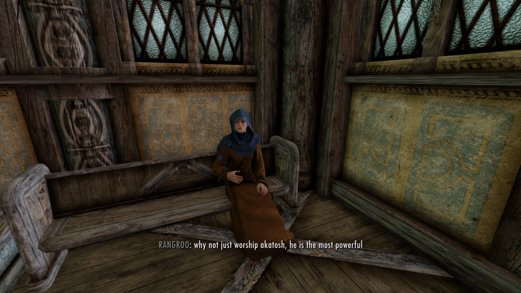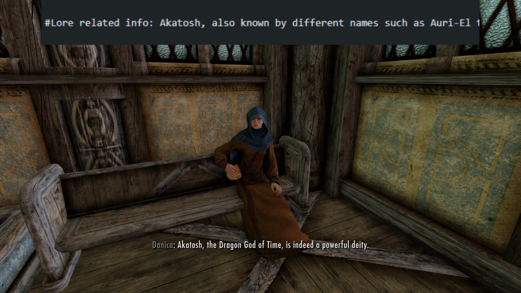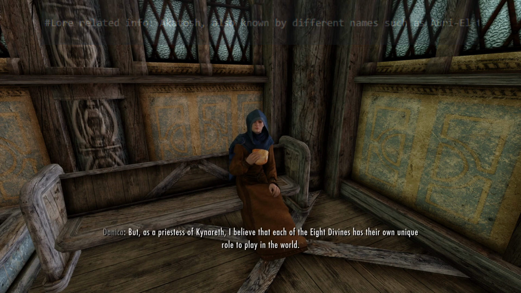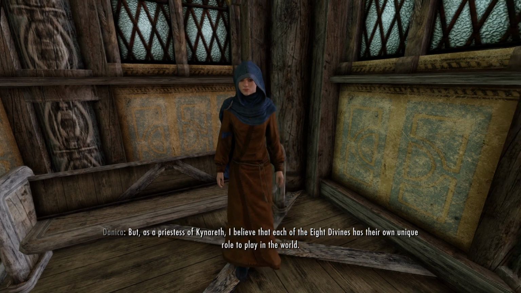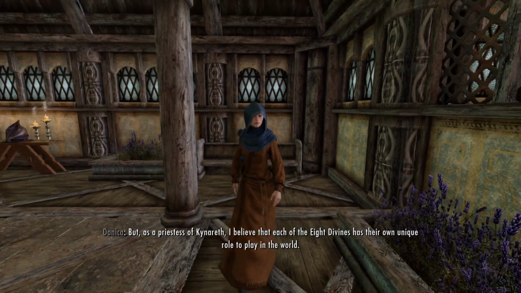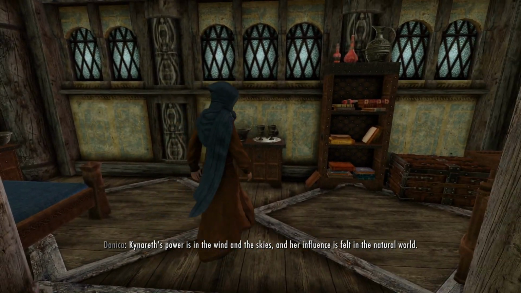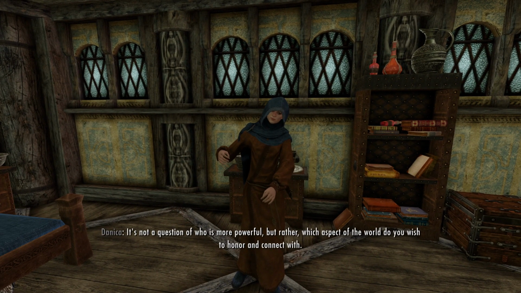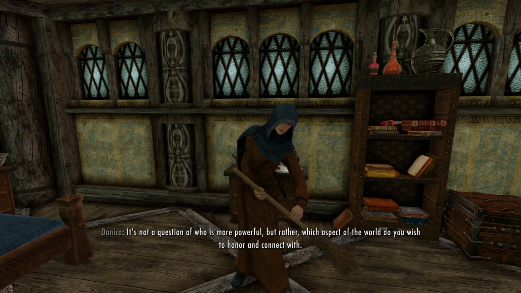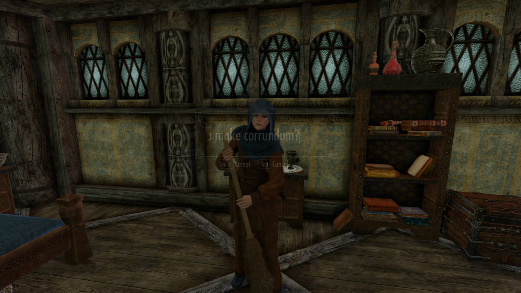Why not just worship Akatosh? He is the most powerful. Akatosh, the dragon god of time, is indeed a powerful deity. But, as a priestess of Kinnereth, I believe that each of the 8 divines has their own unique role to play in the world. Kinnereth's power is in the wind and the skies, and her influence is felt in the natural world. It's not a question of who is more powerful, but rather, which aspect of the world do you wish to honor and connect with?